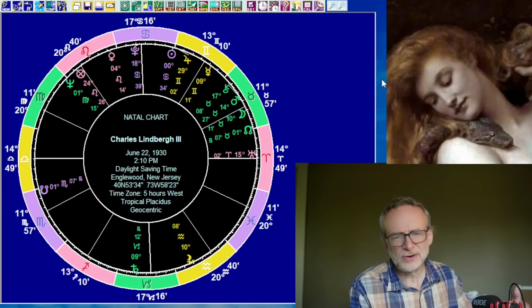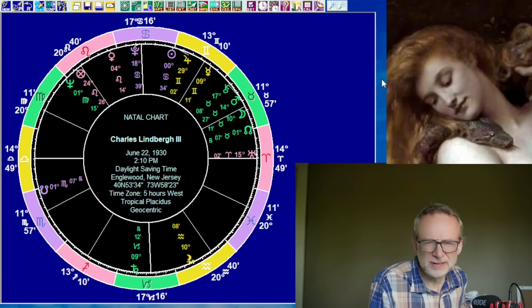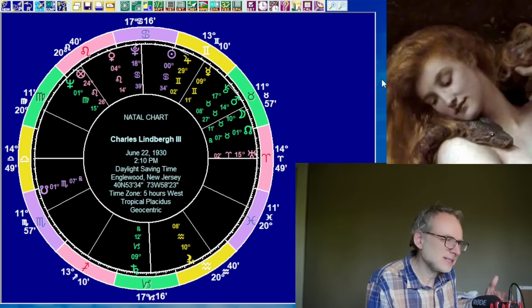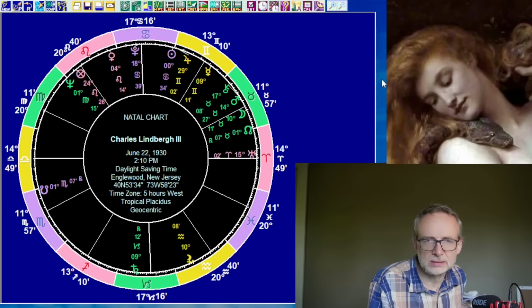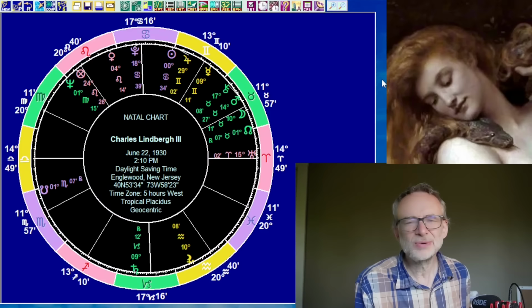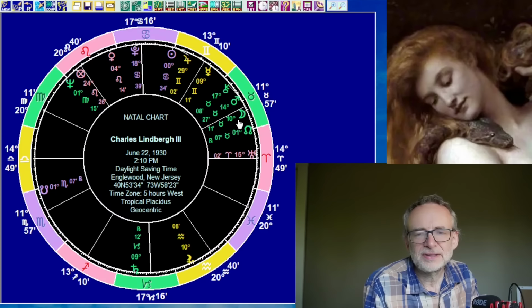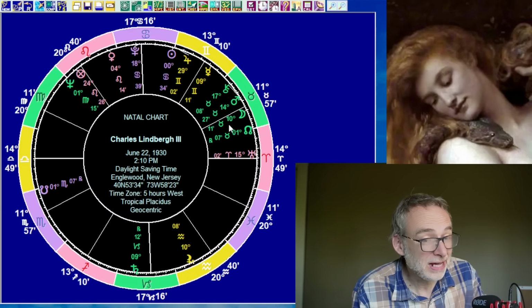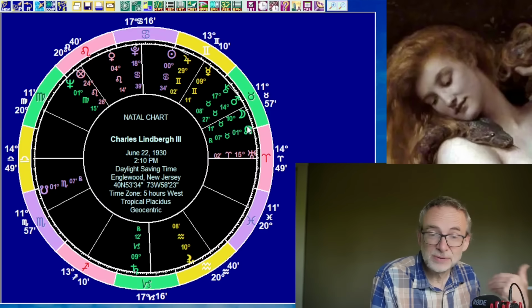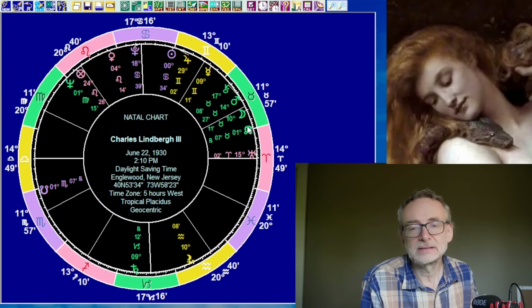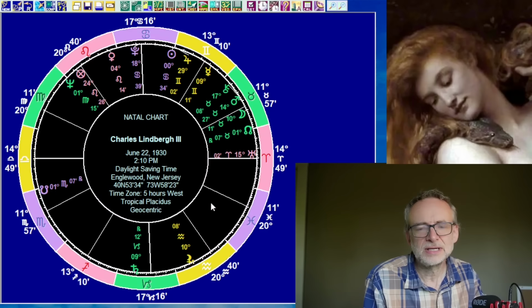Remember, he was the son of Lindbergh, the guy who flew across the Atlantic, and the Spirit of St. Louis, and his son Charles Lindbergh was kidnapped and murdered. I think no one's quite sure what happened, but there we have his moon. Charles Lindbergh had the moon on the 8th house cusp, so the 8th house connected with death and making the conjunction to Mars.